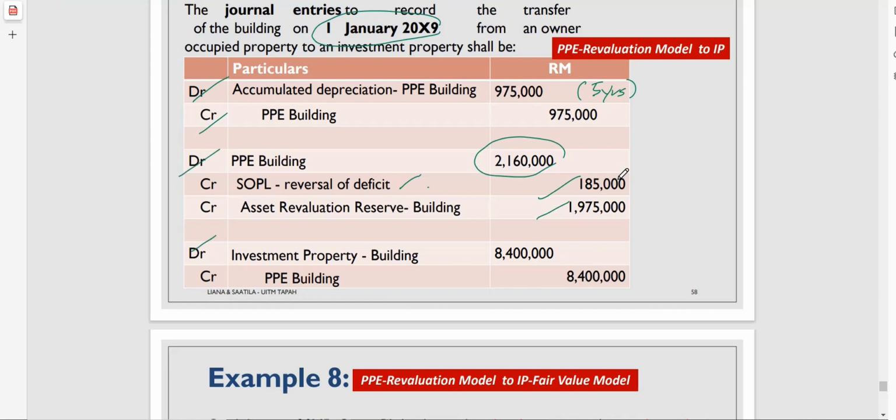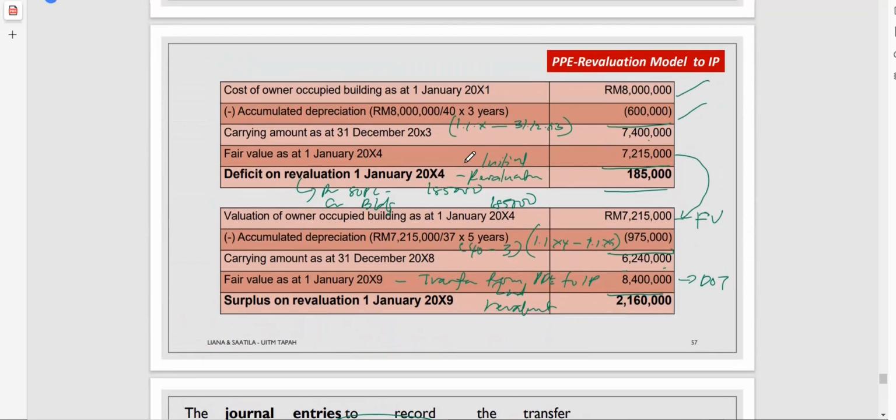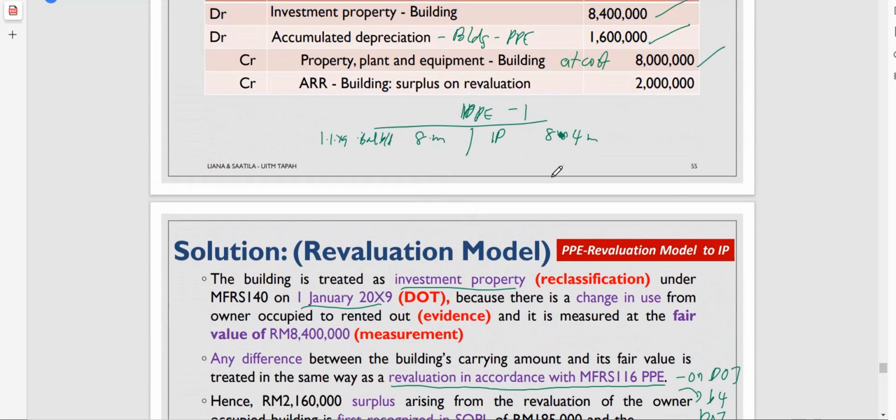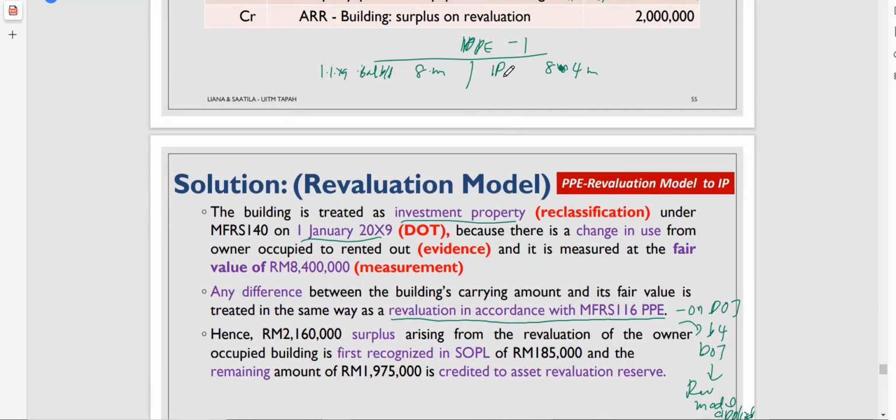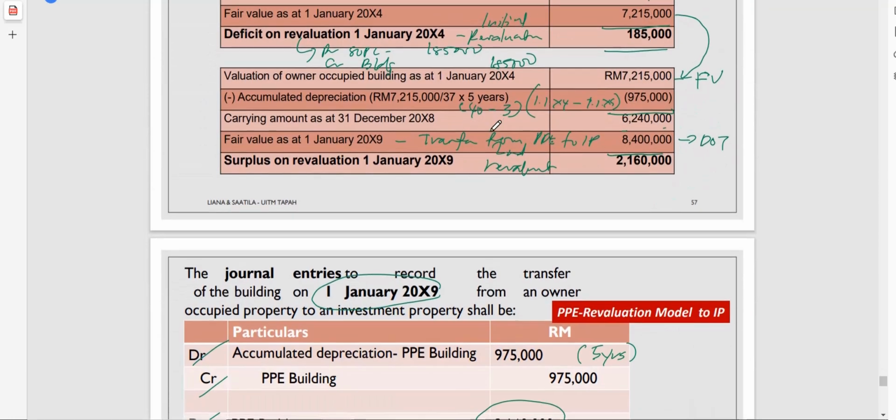Next is to do the reclassification from PPE building to IP building. This is the fair value on the date of transfer that would be the one being incorporated as investment property. However, for the PPE building, this is the one that will be eliminated. So you can try and do that in your T account. How do you eliminate that? But I've already done that halfway for you. Right, we can try and finish it off.